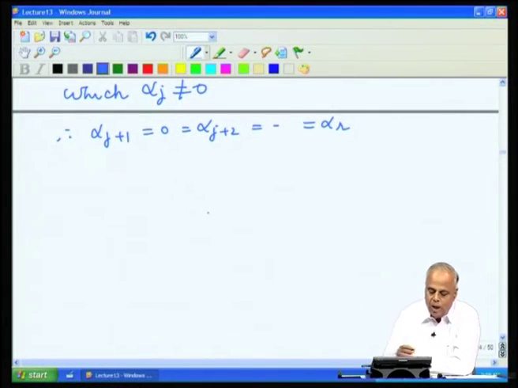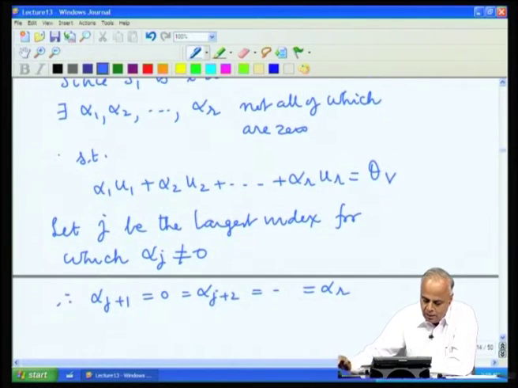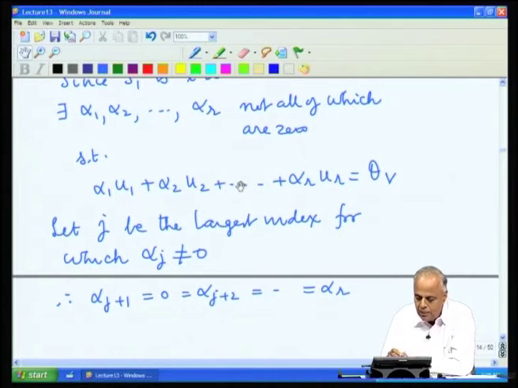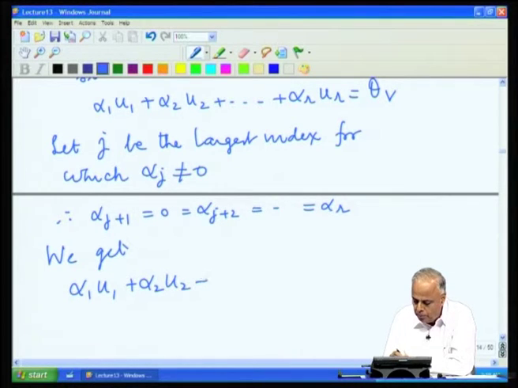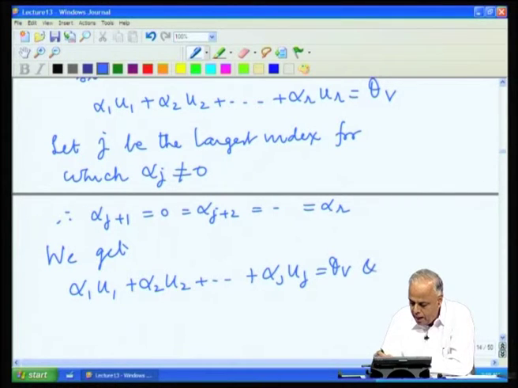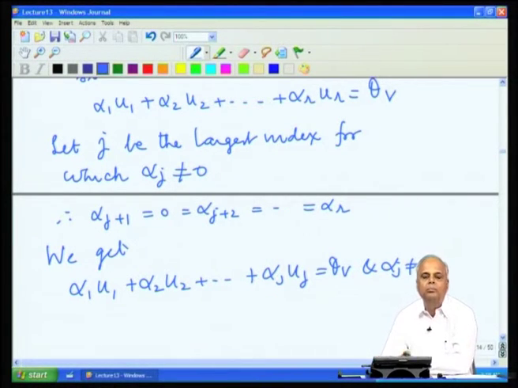So, now what does that mean? Look at this starting point. Suppose u1, u2, ur are linearly dependent, then we must have a combination like this. Since beyond j, the alphas are all 0, this sum will terminate at alpha j uj. So, we get alpha 1 u1 plus alpha 2 u2 plus up to alpha j uj is the 0 vector, and alpha j is not 0.